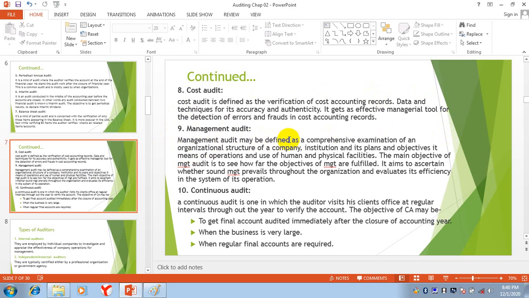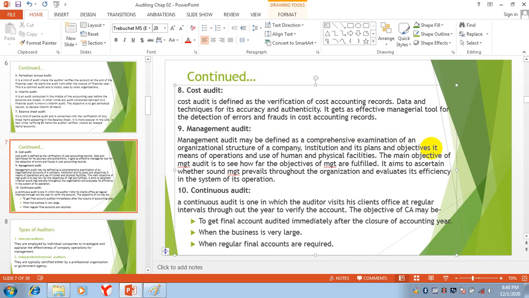Then the ninth one is management audit. Management audit may be defined as comprehensive examination of the organization structure of a company. You know about the organization structure: top management, then middle management, then lower management. So we are checking this thing, the institution and its plans and objectives, whether the management achieved these plans and objectives on time or not.